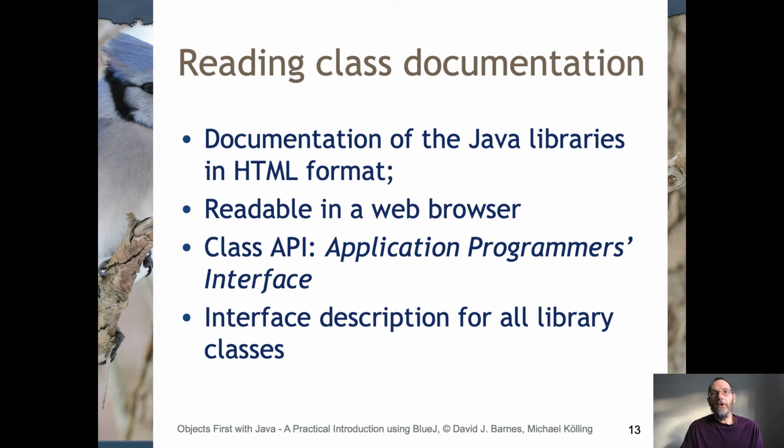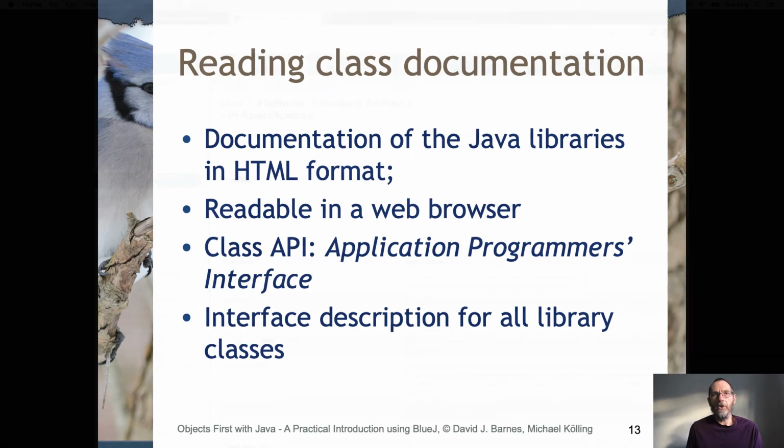Now, all of the documentation for the standard Java classes is freely available online, and there are different versions of the information depending upon the particular version of the Java environment that you happen to be using. So the documentation is provided in the form of an API, or Application Programmers Interface, and that provides descriptions for all of the classes in the class library. So let's take a look at that online version of the documentation.